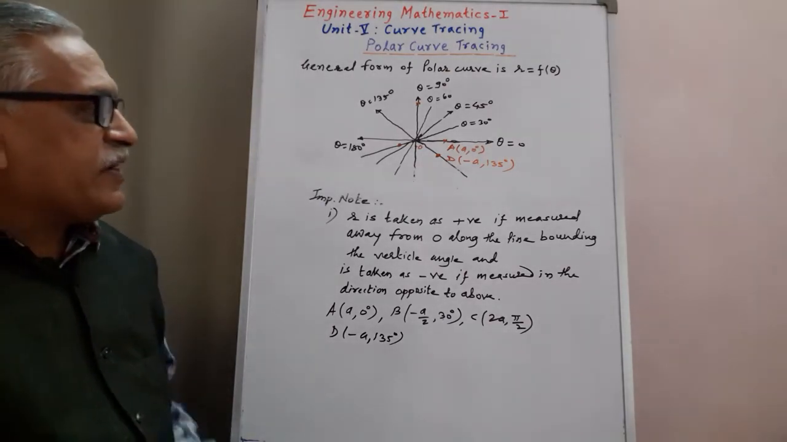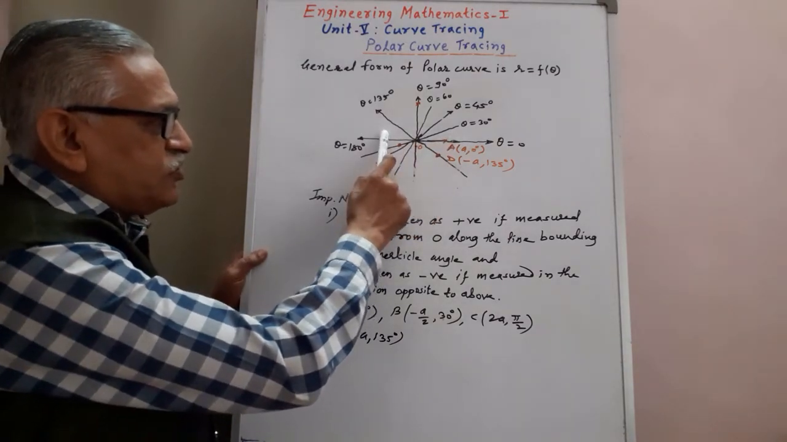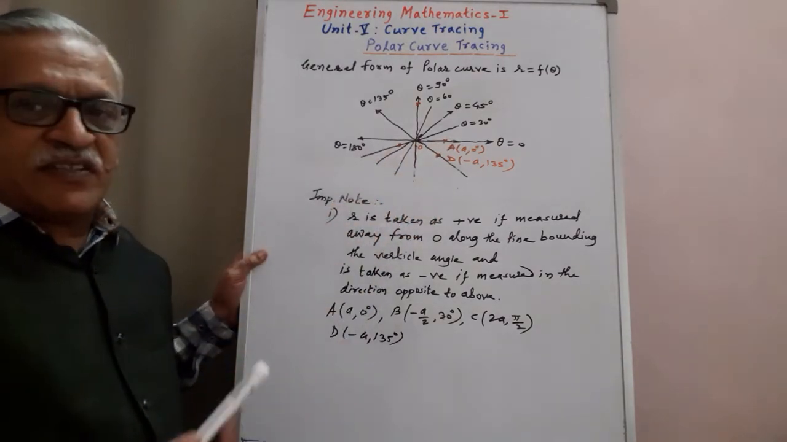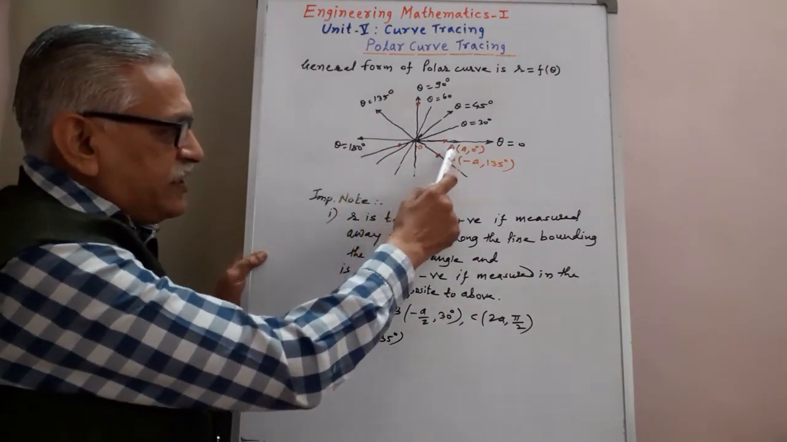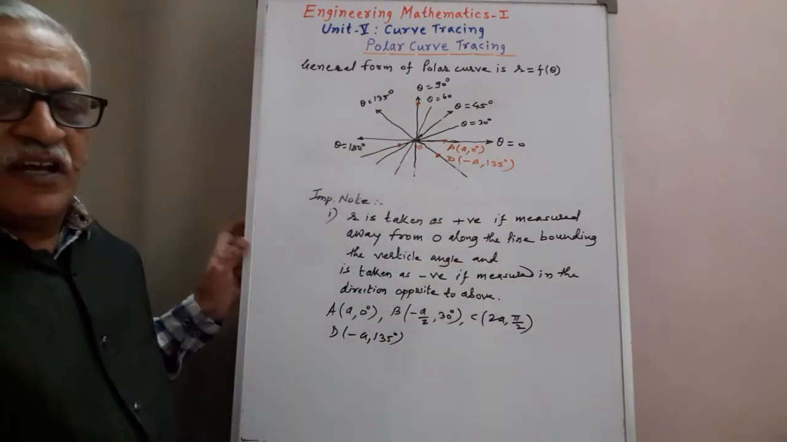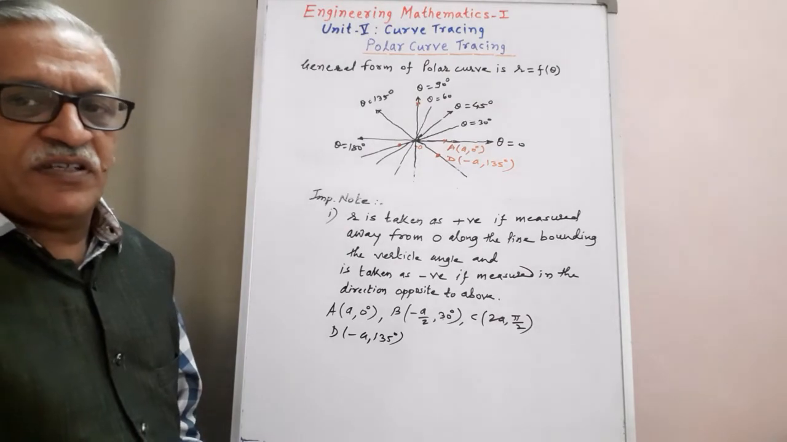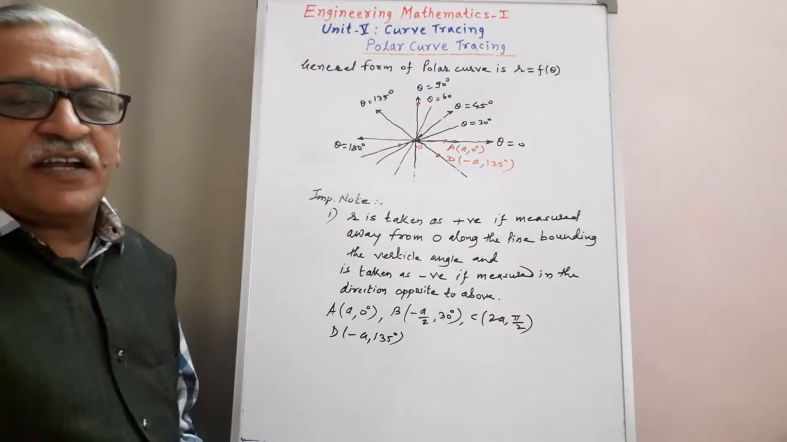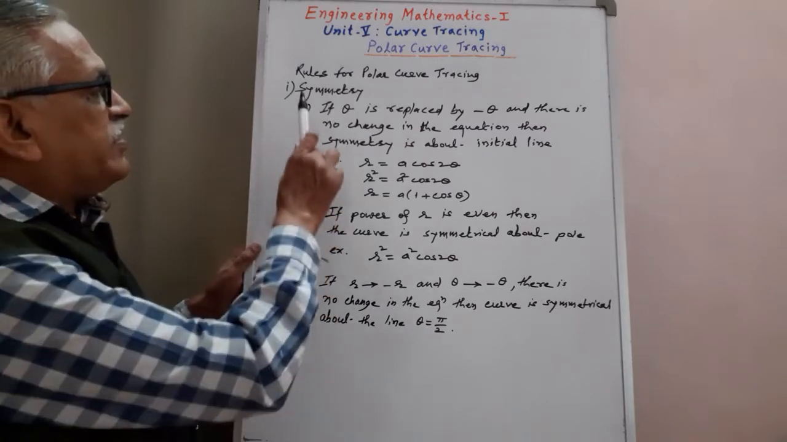Once again I will repeat: if r is measured positive, we plot it on the upper side of the figure, and if r is measured negative, we take it on the lower side of the initial line. Remember this as an important rule to plot the points. After this we will see the rules for polar curve tracing.